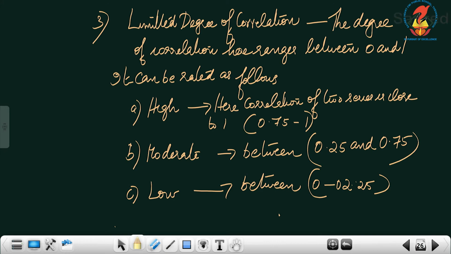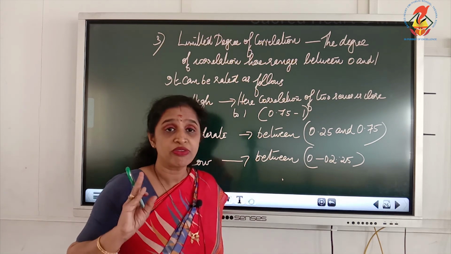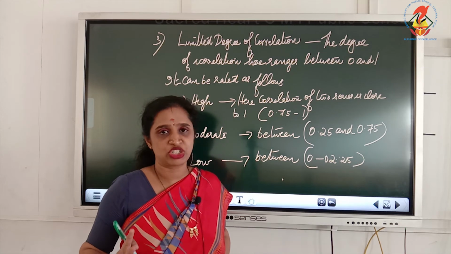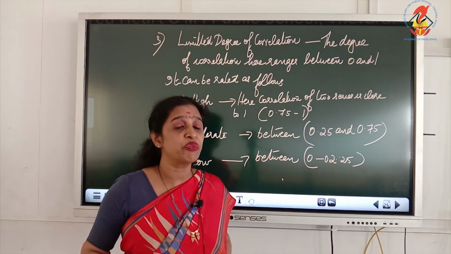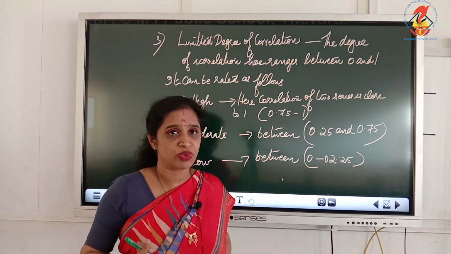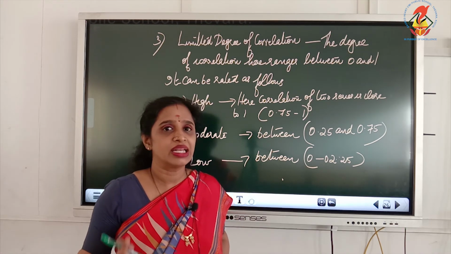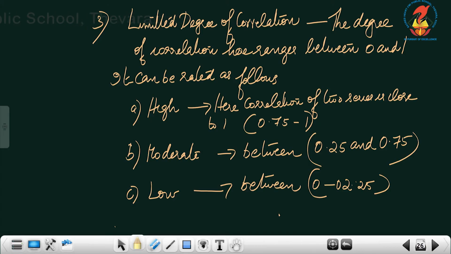Next one is limited degree of correlation. So, three types of degree we have to discuss here. First is perfect correlation, in which we discussed perfect positive and perfect negative. Perfect positive is +1, perfect negative is -1. Then the next degree is absence of correlation, whose degree is 0. Then the next one is limited degree of correlation.